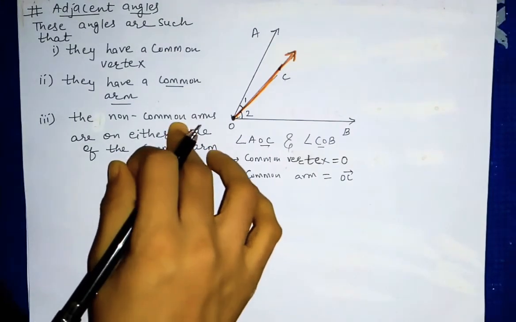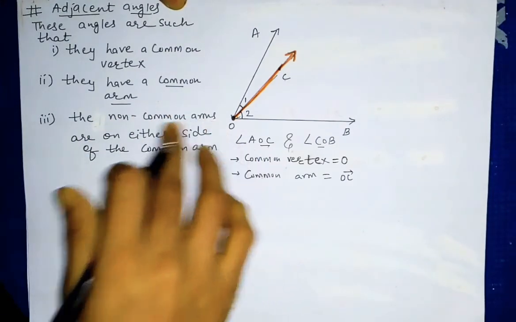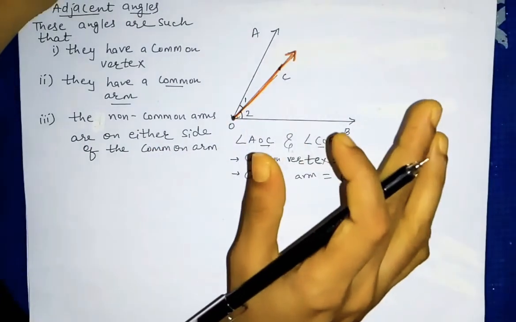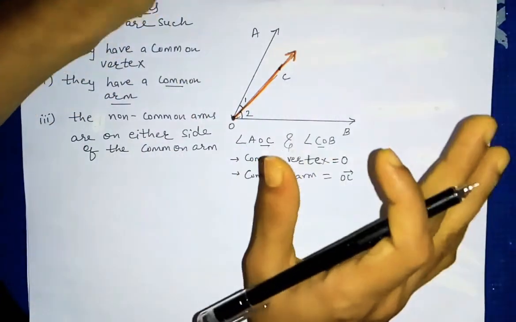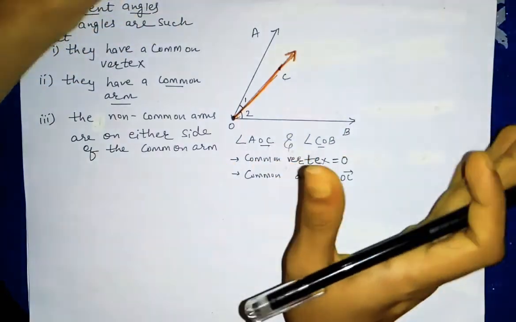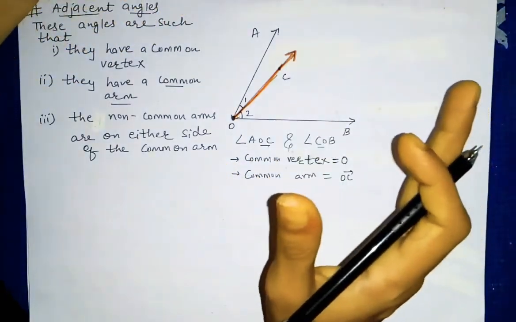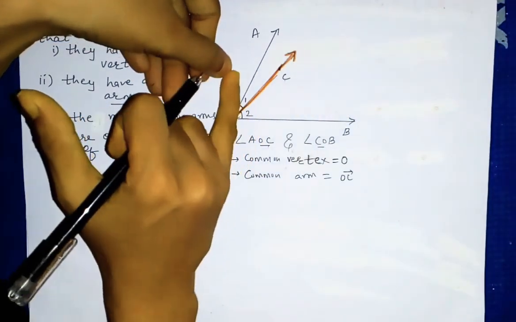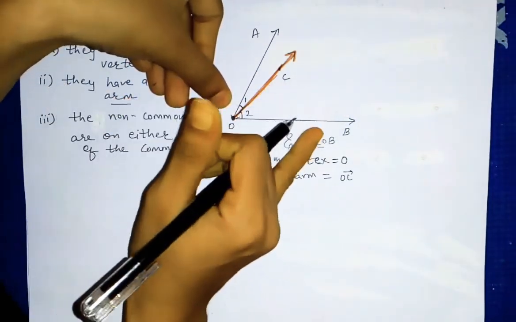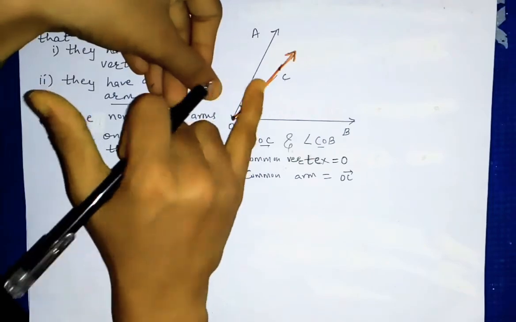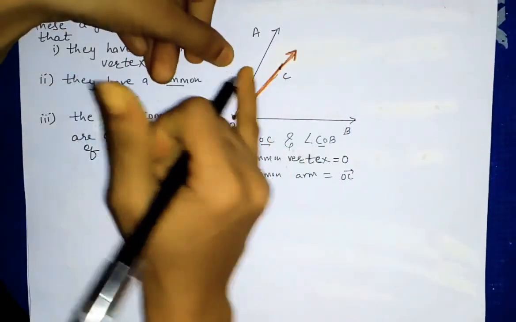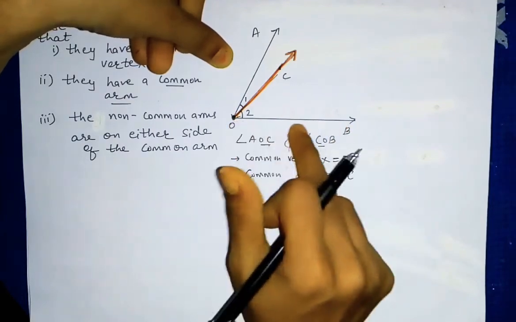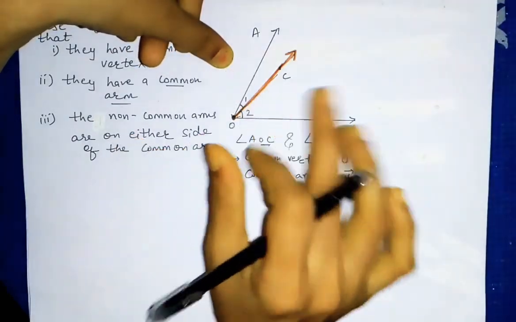The third condition is that the non-common arms are on either side of the common arm. Non-common arms means the arm which is not common, जो दोनों में नहीं है, that should be on either side. Either side means जो common arm है, एक आर्म उसके इस तरफ होना चाहिए और दूसरा आर्म उसके इस तरफ होना चाहिए. Either side means this side and this side. So yes, this side we have one arm, that is OC, and this side also we have one arm, that is OB.